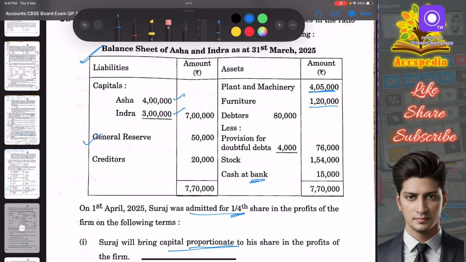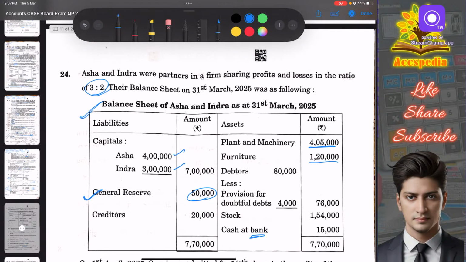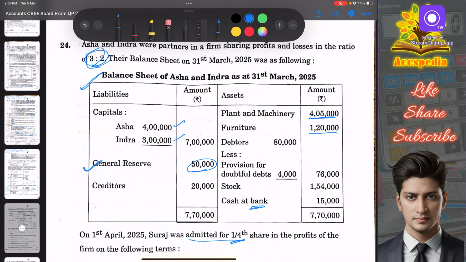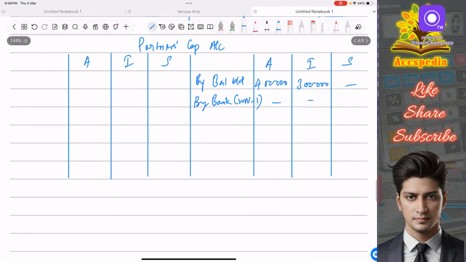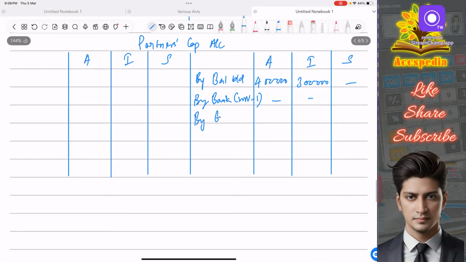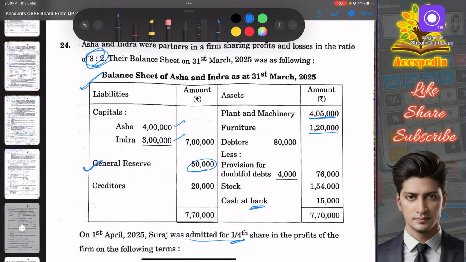Yes, we have a general reserve of 50,000 distributed to the old partners in the ratio 3:2. So that is 30,000, 20,000. By general reserve 30,000, 20,000. That's it. Liability side, the items to be distributed are over. Asset side we have nothing. P&L account, goodwill, advertisement suspense. These are the items generally we find. It's not there. So balance sheet over.